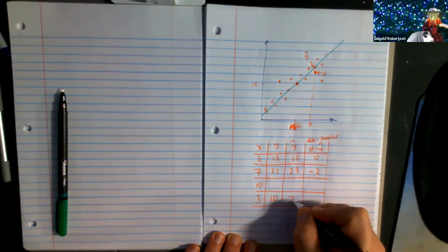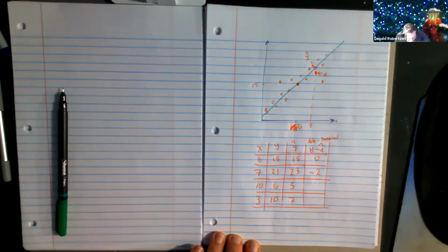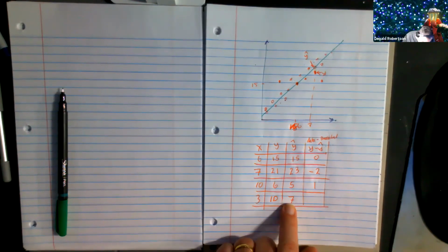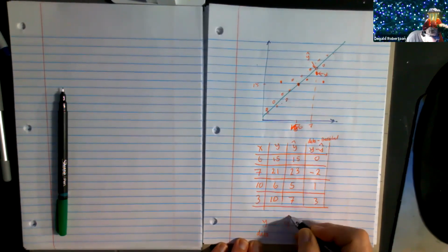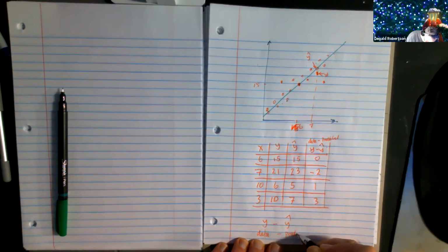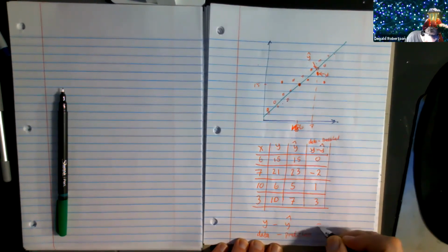Imagine I did another one at 10 and another one at 3. And here it was 4, it was 10, and that was 7, and here it was 6, and that was 5. Let's see what we would get. y take away y hat is 1, 10 take away 7 is 3. These are the differences between the data and the predicted. So the difference between the data and what the straight line predicted it should be is called a residual.